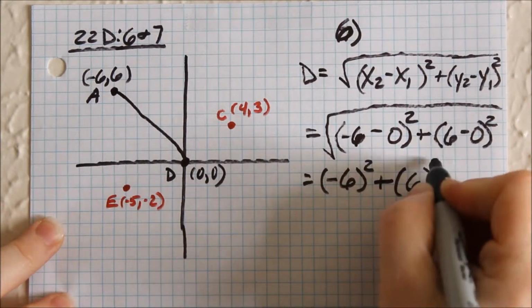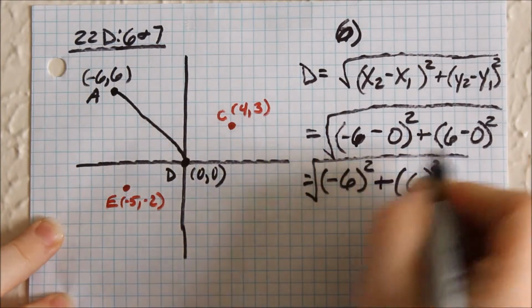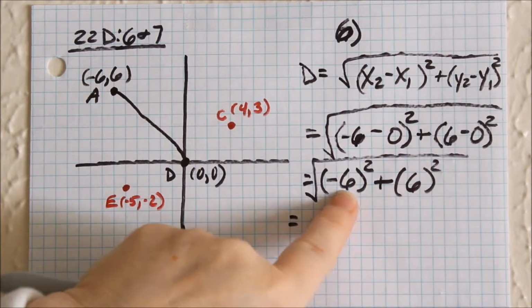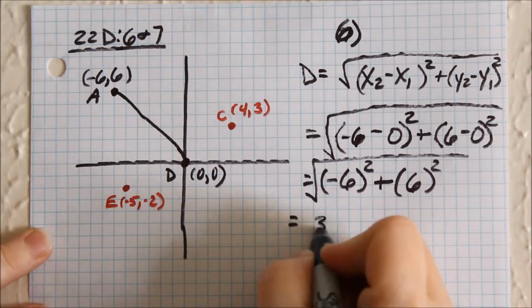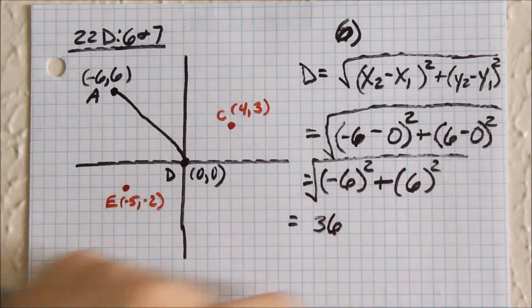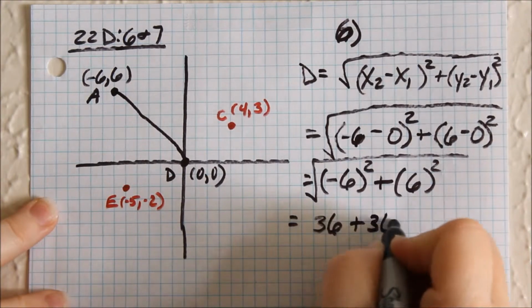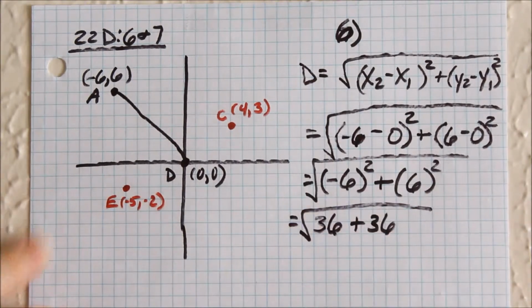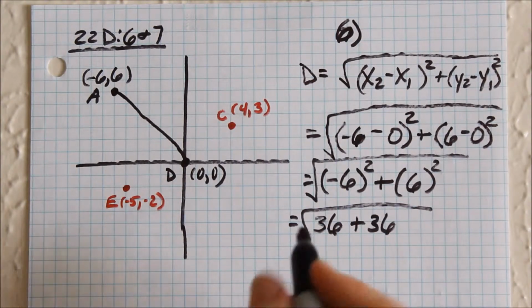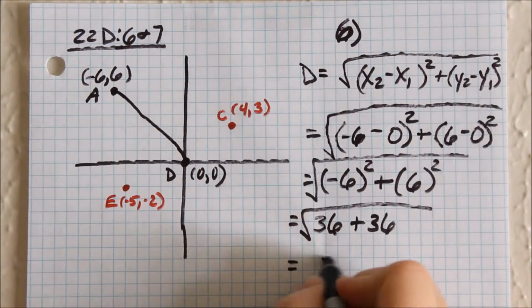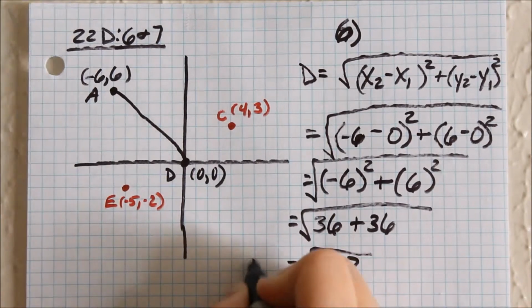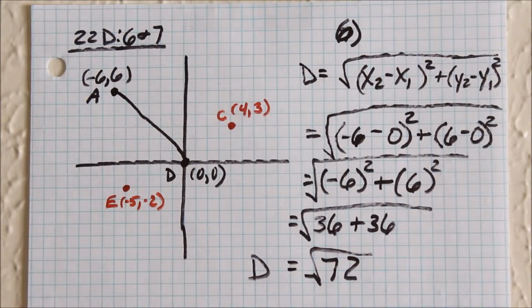Remember, PEMDAS says do parentheses first. Okay? Now a -6 squared would be a positive 36. 6 squared is a positive 36. Still, I haven't done my square root yet, so we leave that. So 36 plus 36, 72. So my distance is square root of 72.